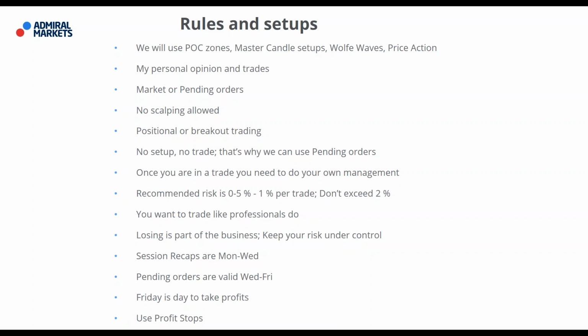Session recaps are from Monday to Wednesday, and pending orders or market orders are what we make from Wednesday till Friday, because we have some important events from time to time that can mess up our trading setups. Sometimes we are only restricted to trading on Wednesday and skipping, let's say, Thursday completely.